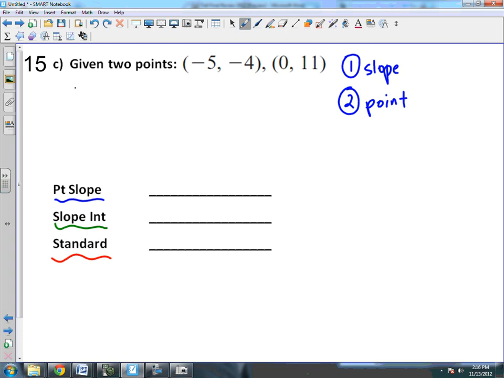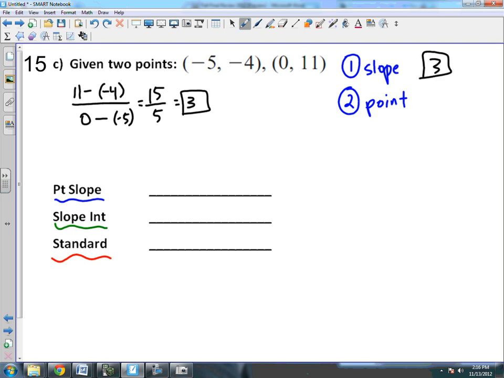Like we just talked about, it's y2 minus y1, 11 minus -4, all over x2 minus x1. So this should come out nice. You get 15 over 5, which is the slope of 3. So cool. We got slope 3, good to go. And now, like we said before, I have 2 points that I could choose from. I'm going to use this point.